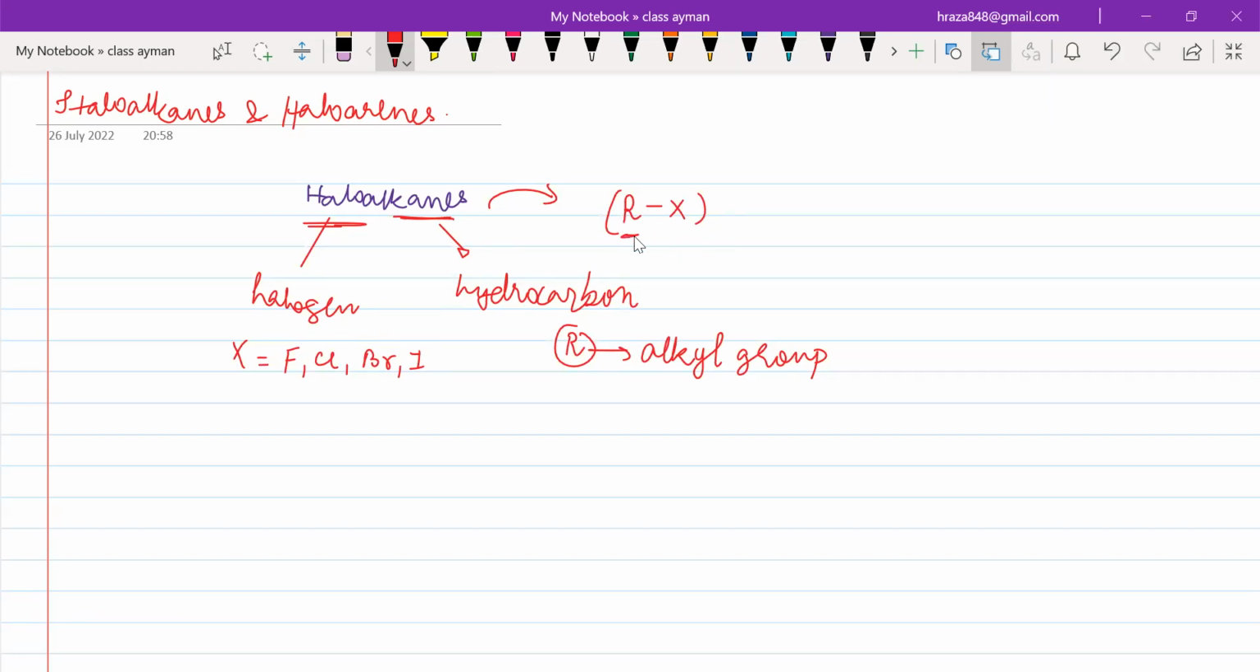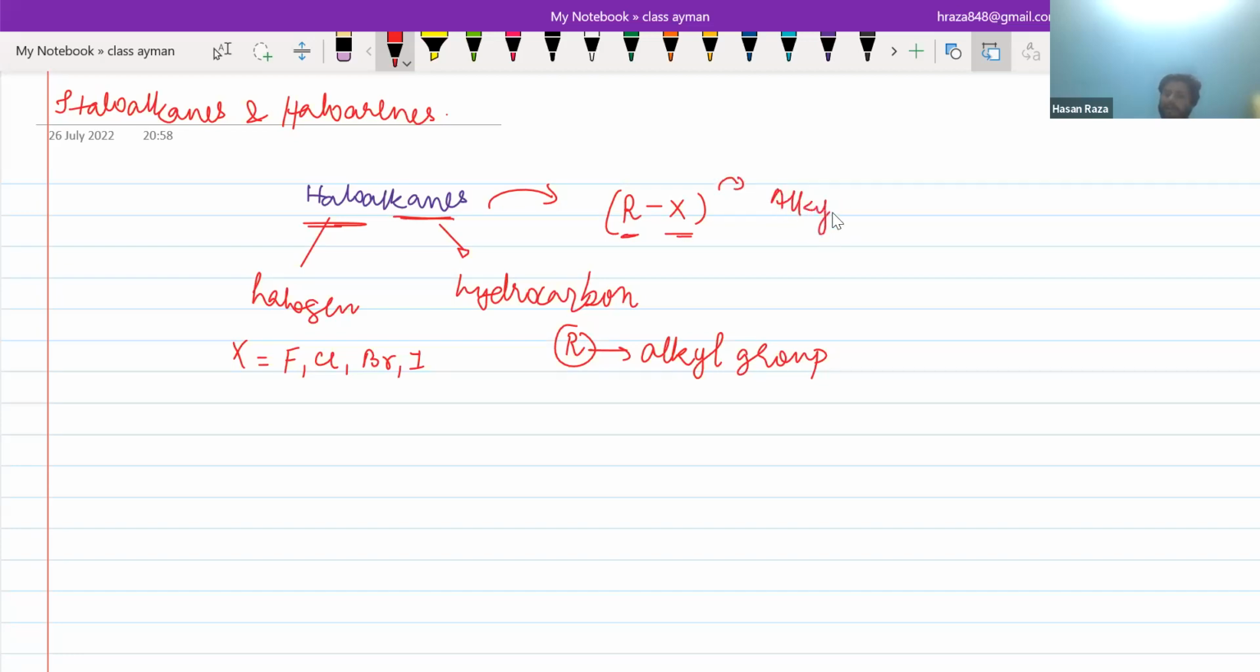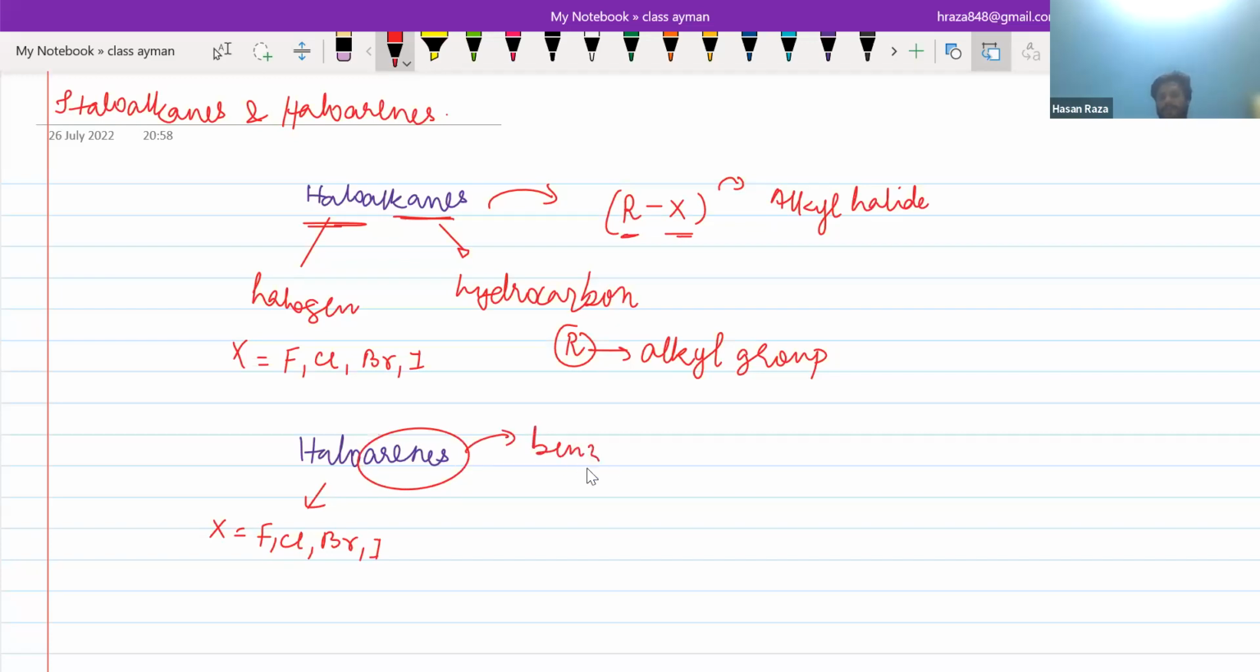So this R is for alkyl group and X is for halogen. This is haloalkanes in IUPAC. But when we talk about common name, its name will be alkyl halide. Now come to this part. Haloarenes. Halo means you already know. Halo is basically halogens. That means X will be fluorine, chlorine, bromine, and iodine. But this arenes means benzene. This arene means benzene.